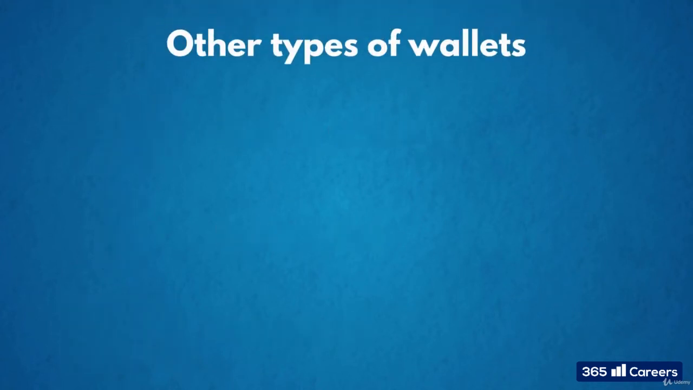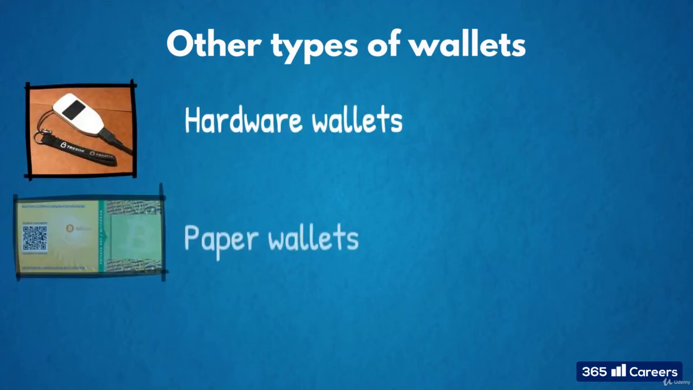Besides these software wallet applications, we can also have some wallets which are not software-based, but we should mention them here anyway as they are quite important. These are hardware wallets and paper wallets. Hardware wallets are specialized hardware devices designed to securely store private keys. In their appearance, they are similar to USB sticks.